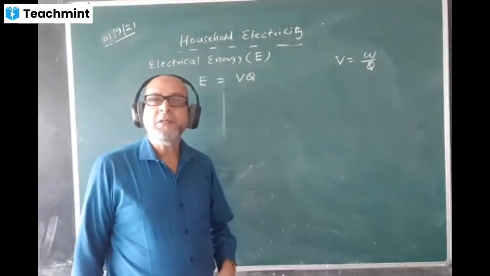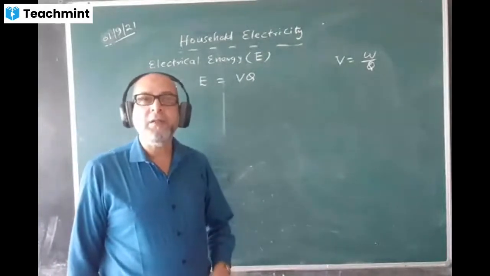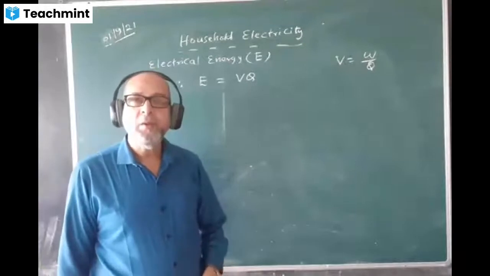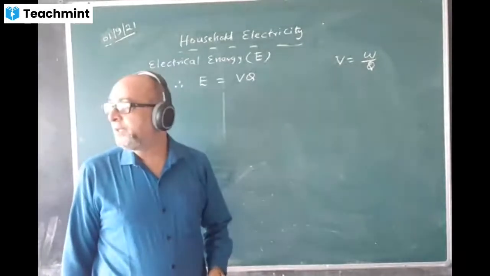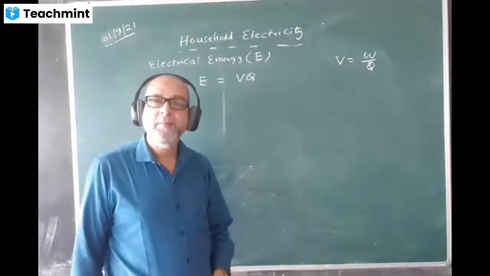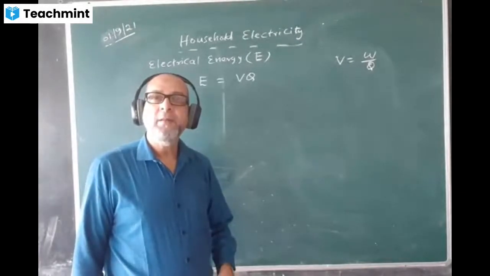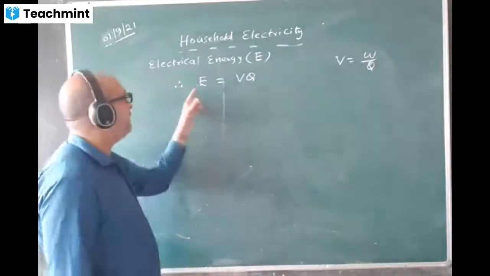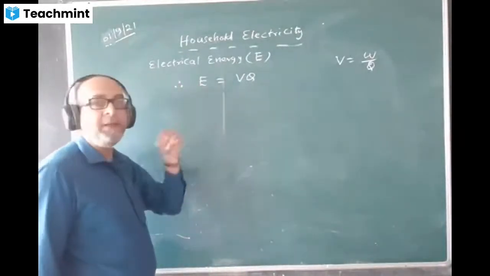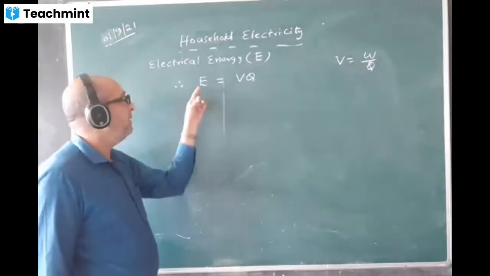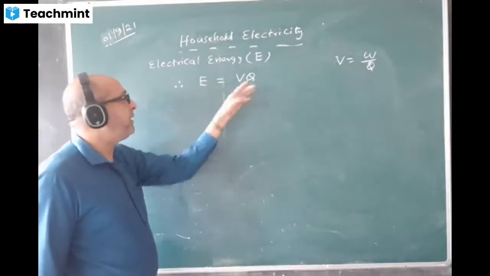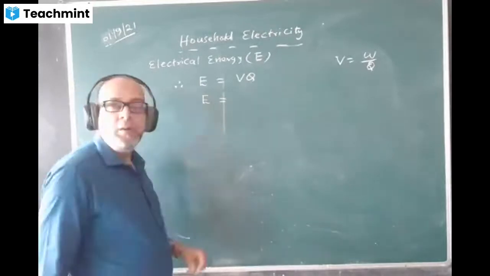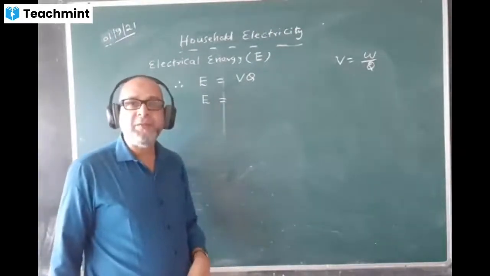It is measured by the amount of work done to move a charge Q through a PD V, through a potential difference V. Okay, complete. Capital V. Write down V equal to V, through a PD V, potential difference V, capital V.